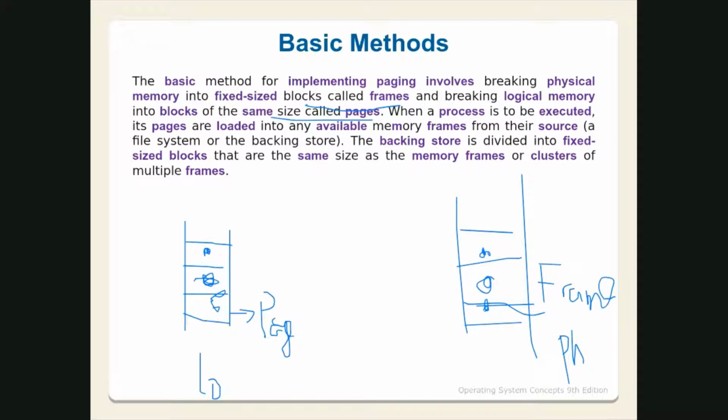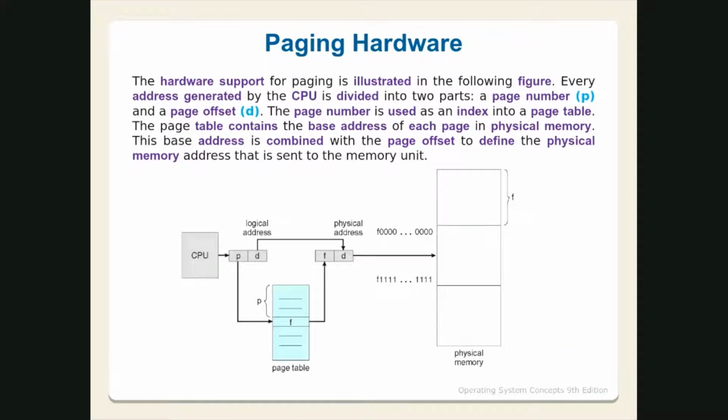Remember in the previous topic we talked about swapping. When there is no space in the physical memory, we can swap out a process to a backing store and swap in the new process to the physical memory. Do you remember the backing store we discussed before? The backing store is divided into fixed size blocks, the same size as the memory frame. So everything is divided into blocks of the same size. Remember this point.